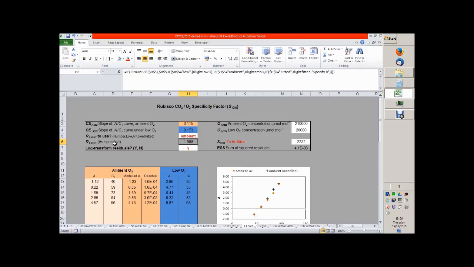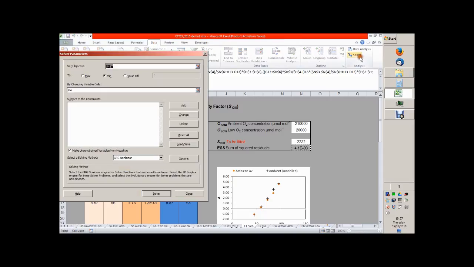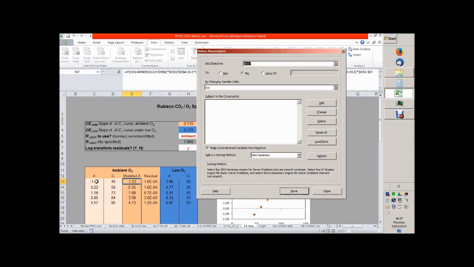Similarly to what we have seen before, residuals can be log transformed. The sheet calculates a modeled assimilation, which is based on carboxylating efficiency and on assimilation measured under low oxygen. Then, by minimizing the difference between modeled assimilation under ambient oxygen and measured assimilation under ambient oxygen, SCO is derived. Practically, solver is used. So the objective cell is the sum of the squared residuals, which is the distance between modeled and measured assimilation under ambient oxygen. This is minimized by changing the value of SCO.